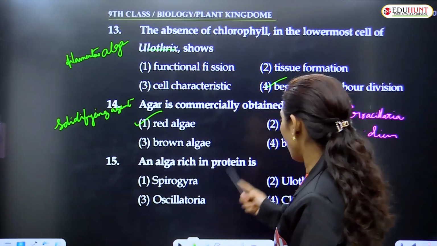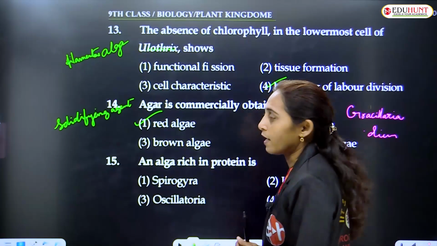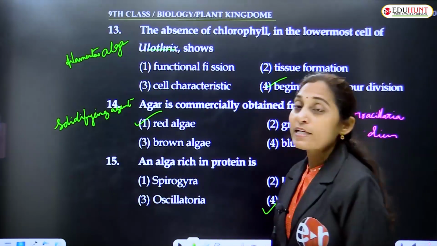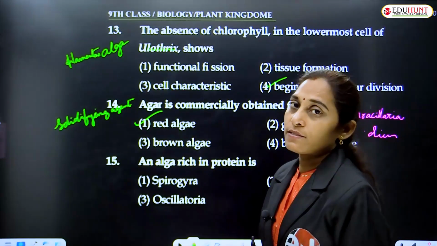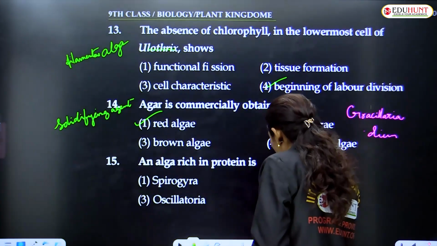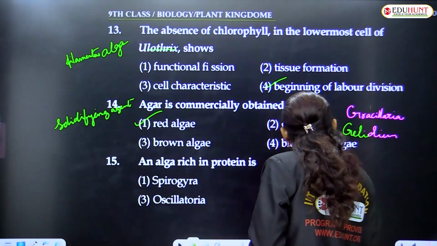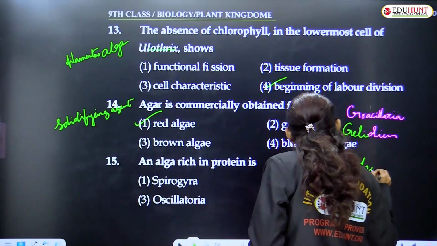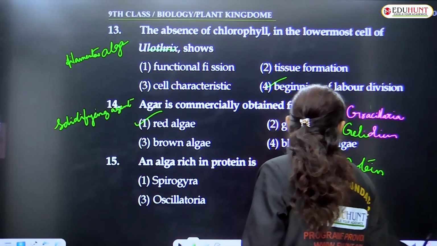The next one is the alga rich in protein. Among the four given options, Spirogyra, Oscillatoria, Ulothrix and Chlorella, Chlorella is a unicellular alga which is rich in proteins. It is used as single cell protein.